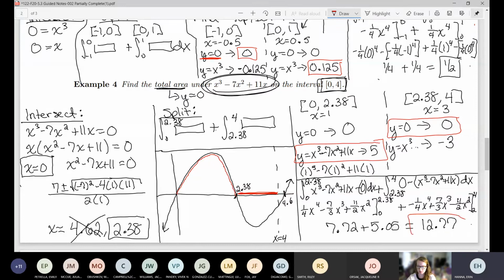And so the answer for this would be 12.77. Any questions on that one? Any more questions on that one? I'll wait a couple seconds in case people are still writing stuff down. Jay, if you were doing this by hand, yeah, you would have to plug in the 2.38, and then you'd essentially have to do the top bound, bottom bound.